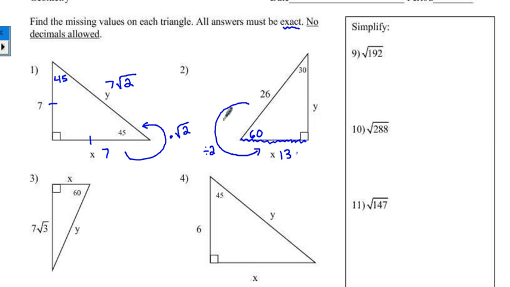And then to go from the short leg to the long leg, we are going to be multiplying because we're going to be making it bigger. And remember, whenever you go past this right angle symbol in a 30, 60, 90, you are going to be dealing with that radical 3. So we would write that as 13 square roots of 3.